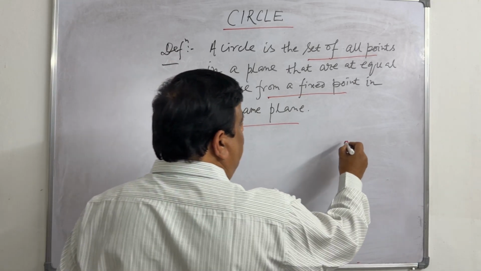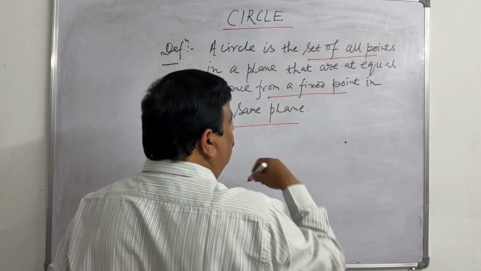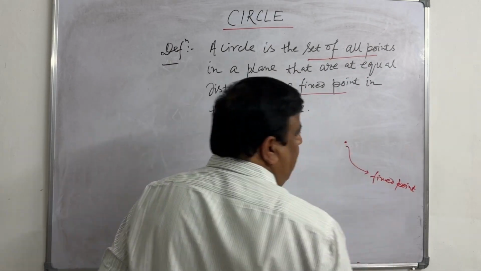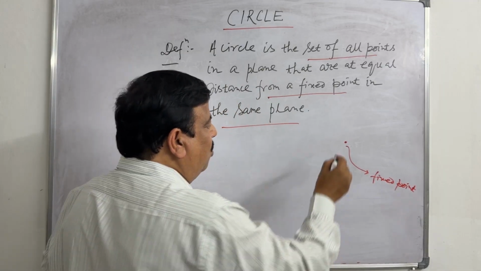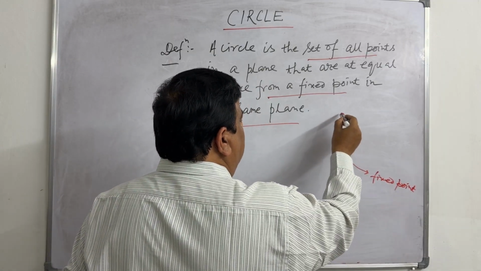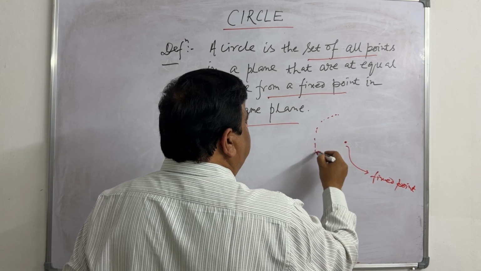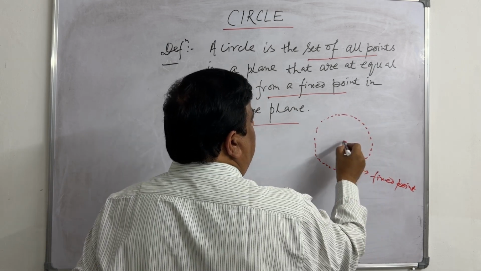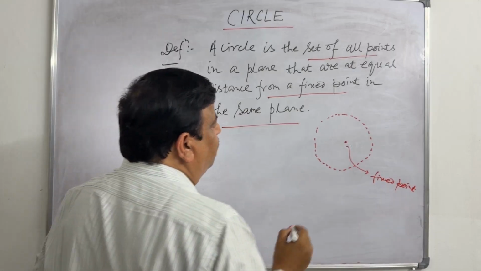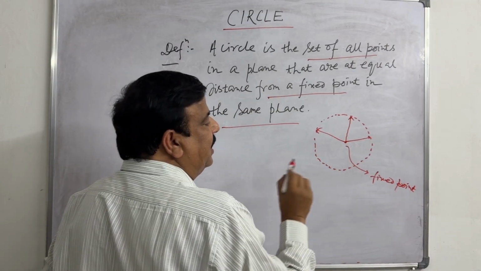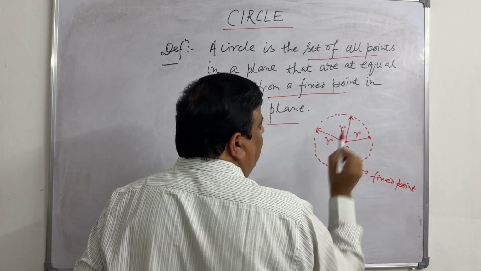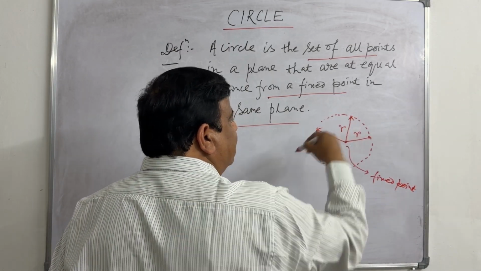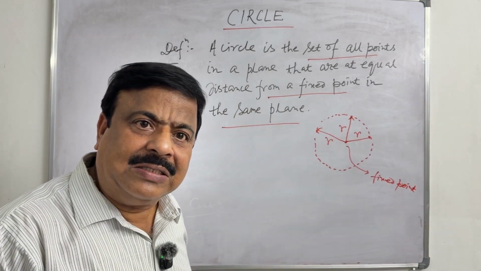One will be a fixed point. Say this whiteboard is a plane. This is the fixed point, say, and another object is moving around this fixed point and different positions you are getting is this. So all these points should be at the equal distance, say r. They are all equal. Then the set of all these points in this plane will be a circle.